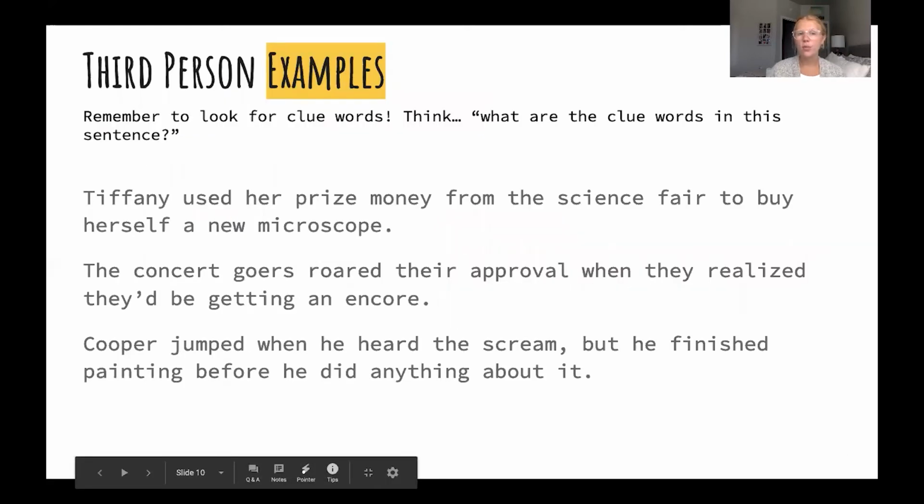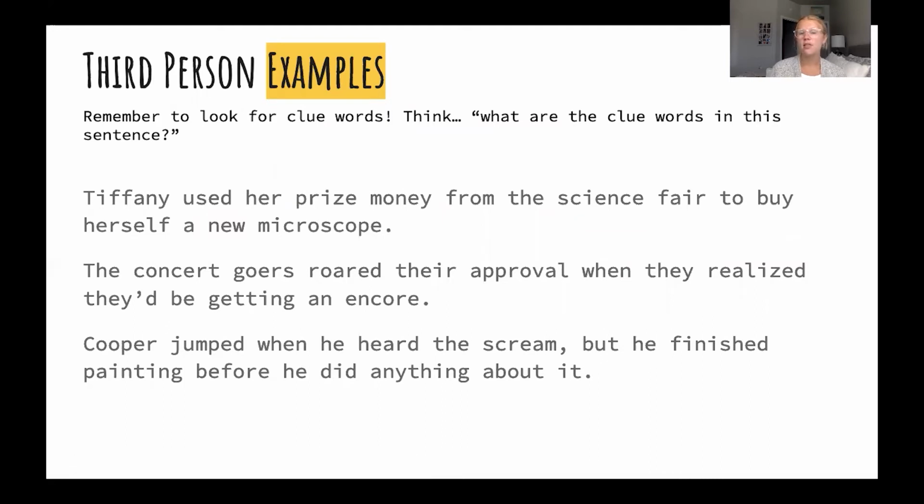Let's go over a few more third-person examples. These are just real quick sentences, but they are written in third person. And remember to look for the clue words in the sentences as I'm reading. The first sentence says, "Tiffany used her prize money from the science fair to buy herself a new microscope." What are the clue words in the sentence?